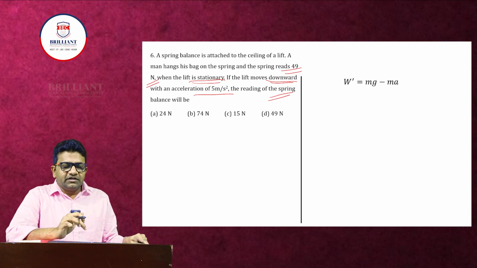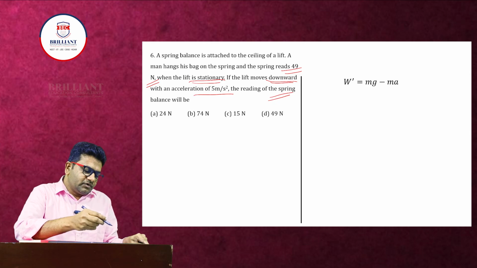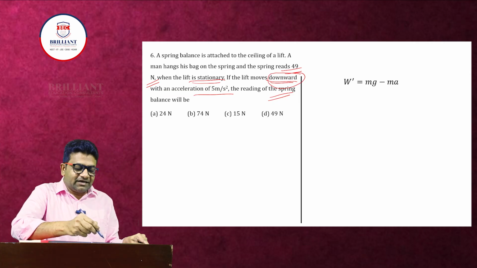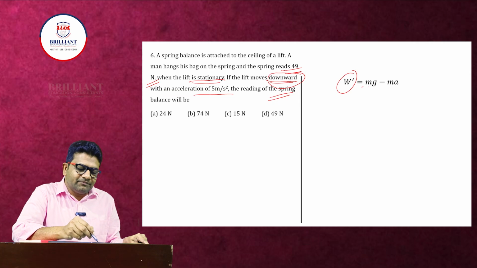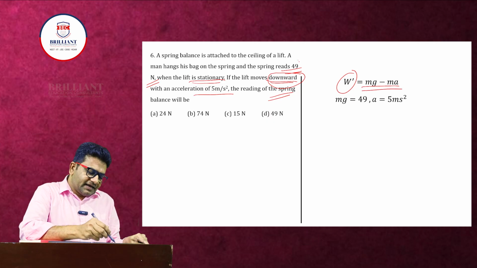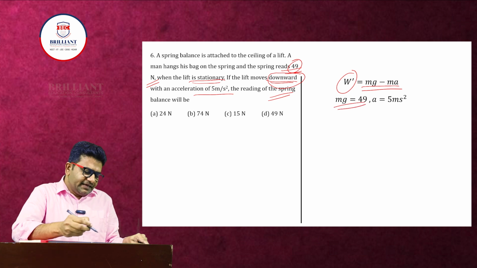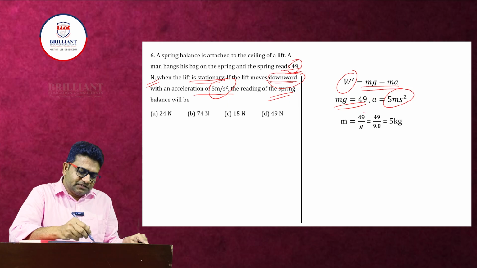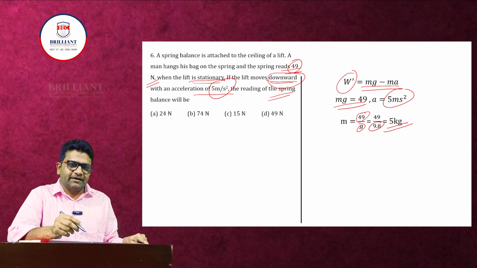See, for this we have to find out the apparent weight. If the lift is going downwards, the equation for apparent weight W dash is equal to mg minus ma. Here mg is given as 49, and a is given as 5 meter per second square. Then the value of m: mg is equal to 49, so m is equal to 49 by g, so 49 by 9.8, we get 5 kilogram.